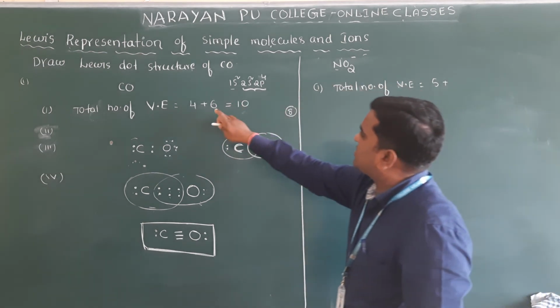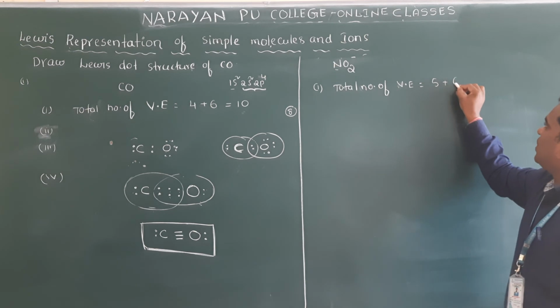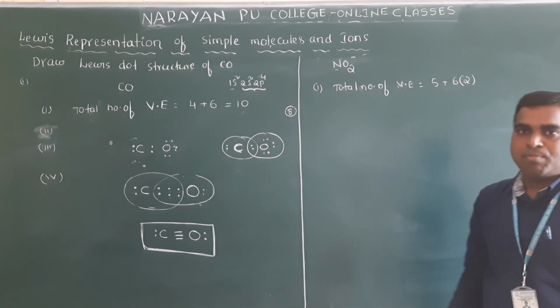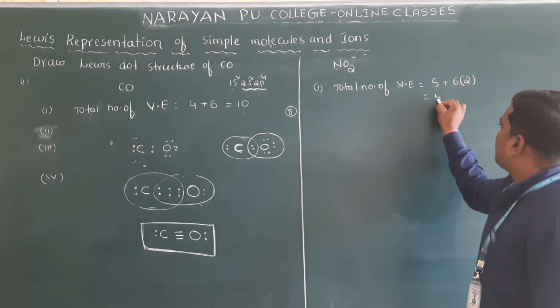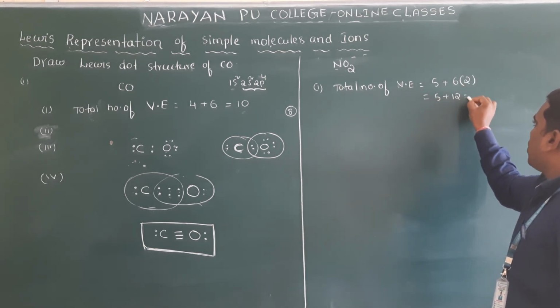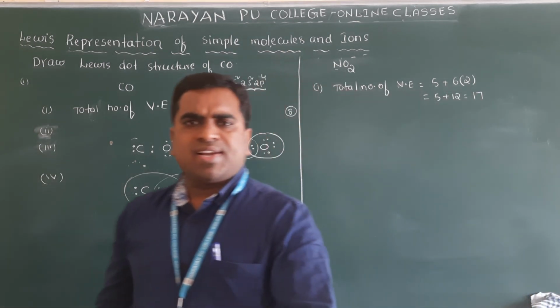Oxygen, we have 6. How many valence electrons does oxygen have? 6. 6 into, how many oxygens are there here? 2. This is the total number of valence electrons. So, what is it now? 5, and 6 into 2 is 12. Totally how many are here? 17 electrons. This is the total number of valence electrons.